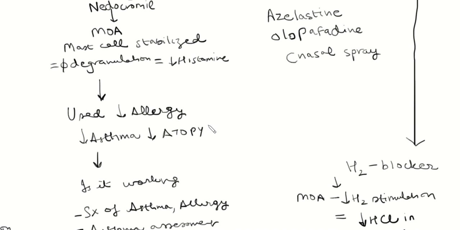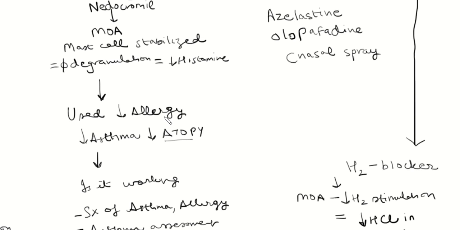Atopy is what? Atopy is basically a predisposition to these allergic symptoms. Allergic rhinitis, asthma, food allergy. So it's like a trifecta. And then you have these skin conditions with dermatitis. And it's got to do with exposure to a certain allergen that's triggering this hypersensitivity. Okay? And that's atopy. But that's what the drug is used for.